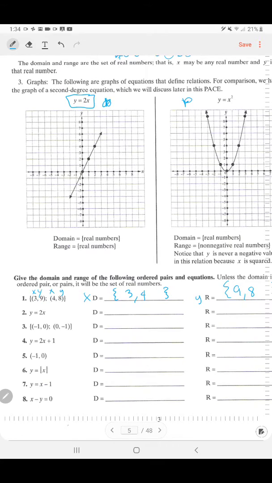Okay. For this one, same thing. x, y, x, y. So go ahead and you can do that one. This one just has one x and one y. So just write your x here and your y on the R.